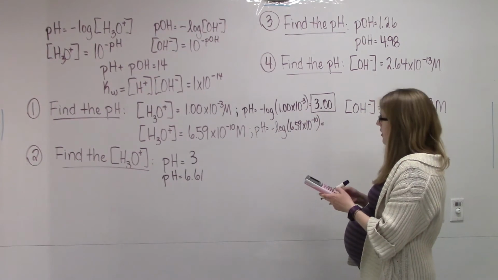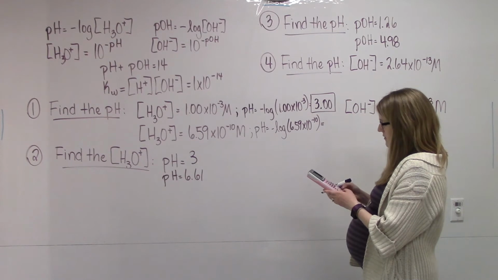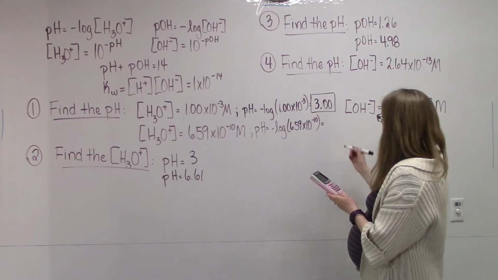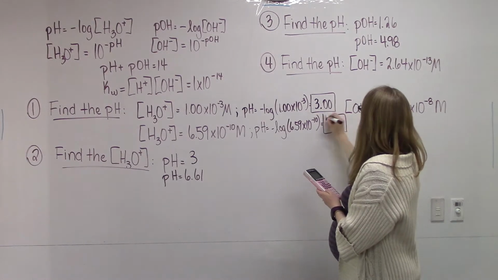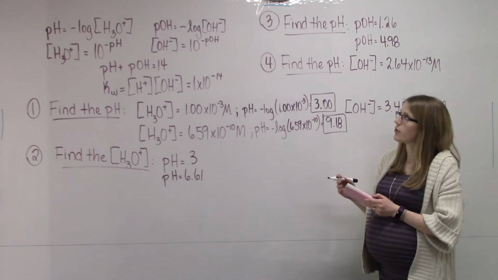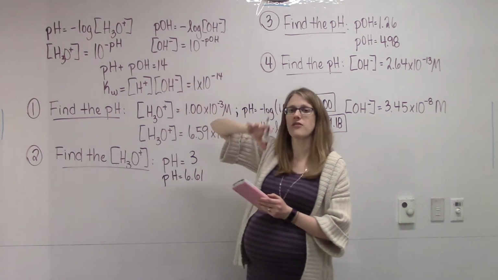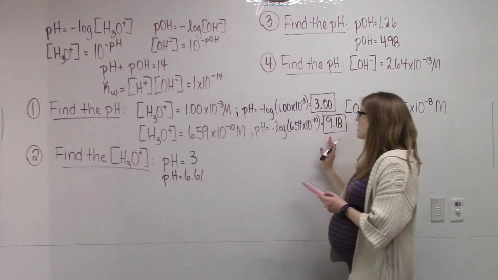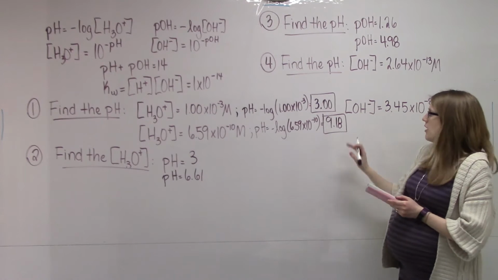Negative log, I'll talk about units after we get this answer. 6.59 times 10 to the negative 10. And I got 9.18. So there's my answer for that. Notice pH is unitless. If we're calculating the brackets, that's molar concentration, it's molarity. We have to have the capital M at the end. If we're calculating pH, it's unitless. No units. So there we go.